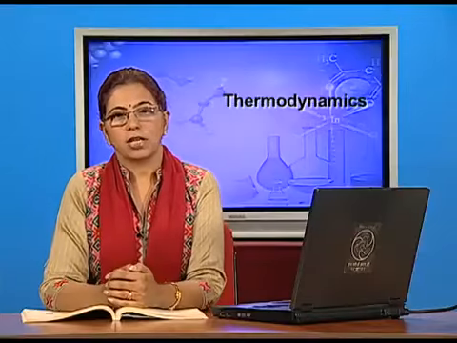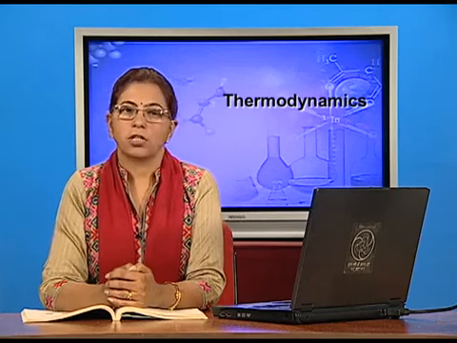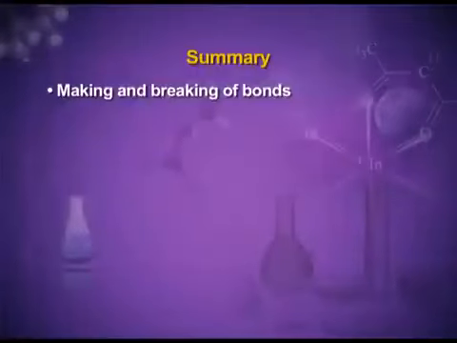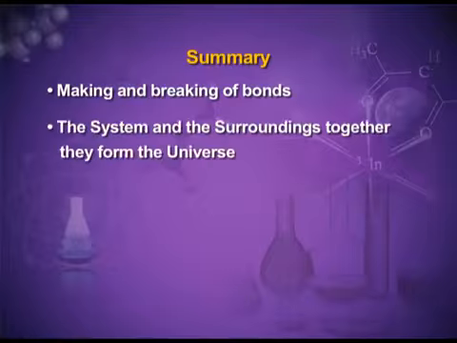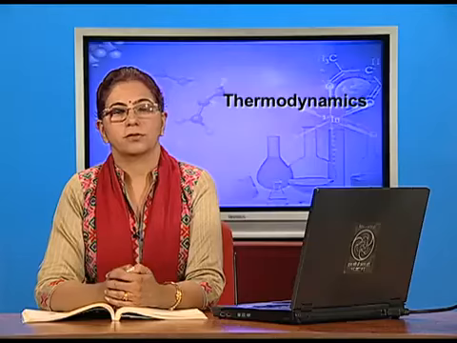Today, we have studied that in a chemical process, either there is evolution or absorption of energy. It is due to the making or the breaking of the bonds. We have also studied about the system and the surroundings. Together, they form the universe. And the systems are of many types, for example, open, closed or isolated systems. In the next class, we will study about the different thermodynamic parameters.